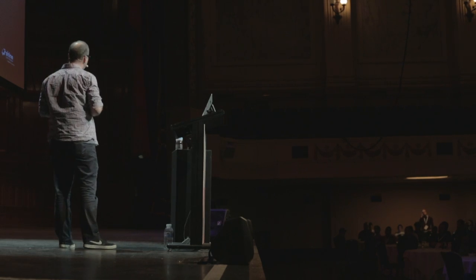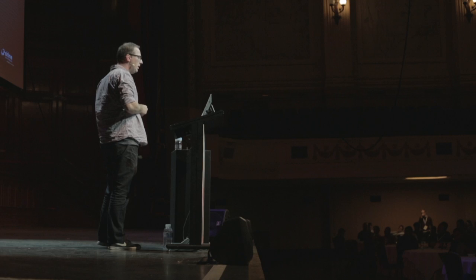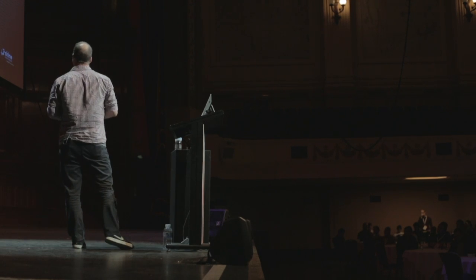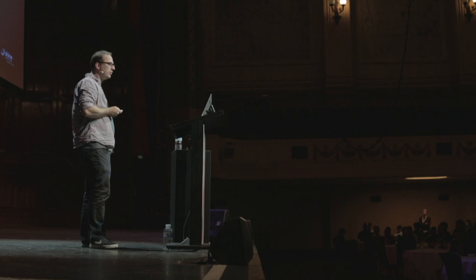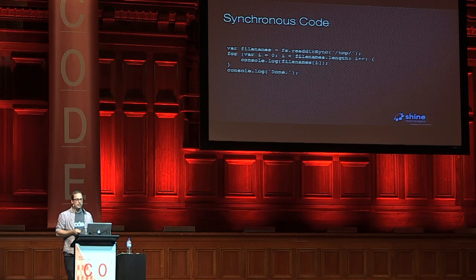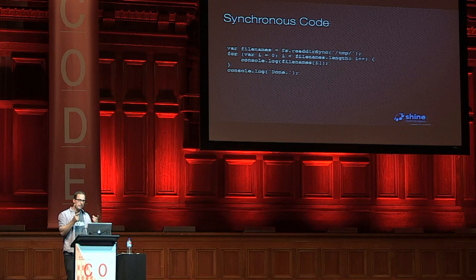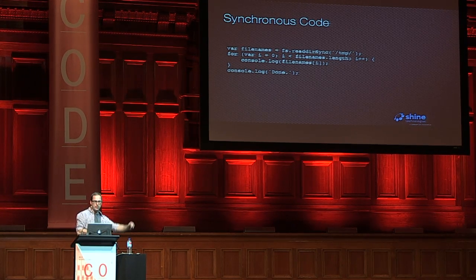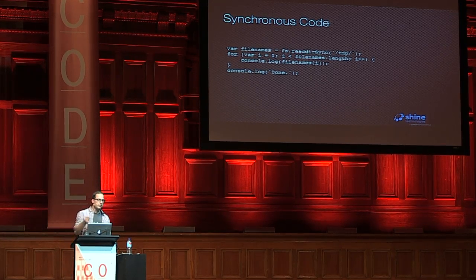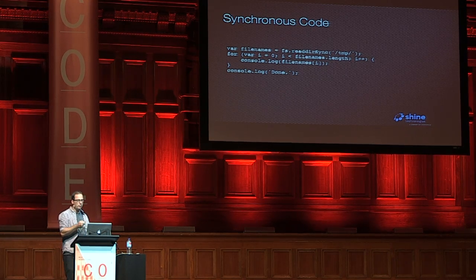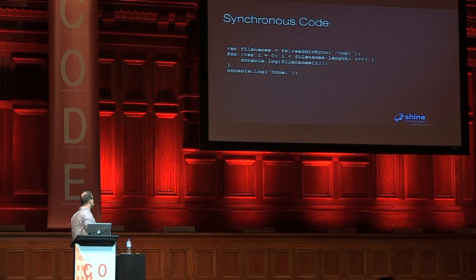But I'm going to use some of these synchronous counterparts of the asynchronous I/O operations in order to show how synchronous code differs from asynchronous code. So here we have some synchronous code. The first line uses the synchronous counterpart of the readdir function, an I/O operation in Node.js, and it takes one parameter, a directory, and gives us back an array of file names. And then we iterate over the file names and log them out, and then we log another message, done.